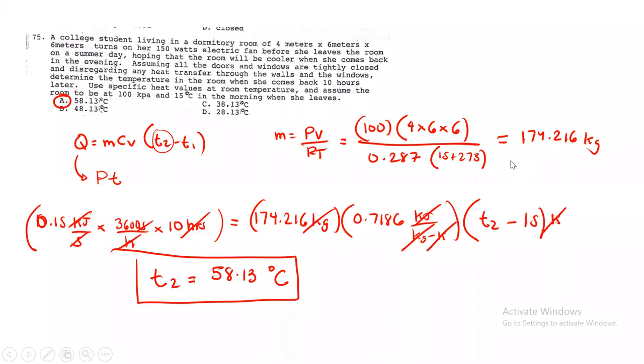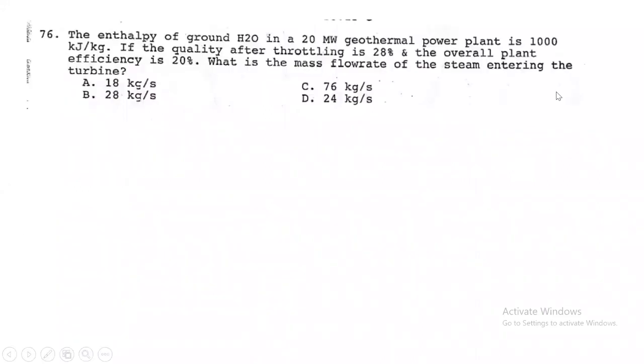So, next, problem number 76. The enthalpy of a groundwater in a 20 megawatt geothermal power plant is 1,000 kilojoules per kilogram. If the quality after throttling is given as 28% and the overall plant efficiency is 20%, what is the mass flow rate of the steam entering the turbine? So, paano natin makuha yung mass flow rate ng steam?